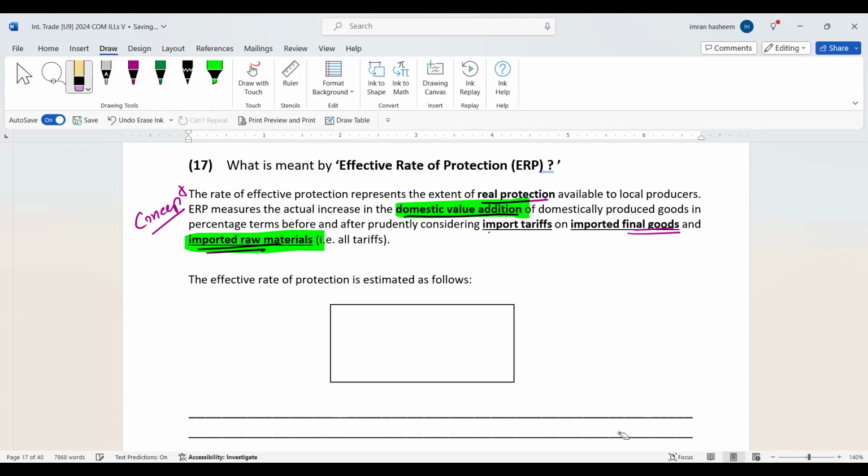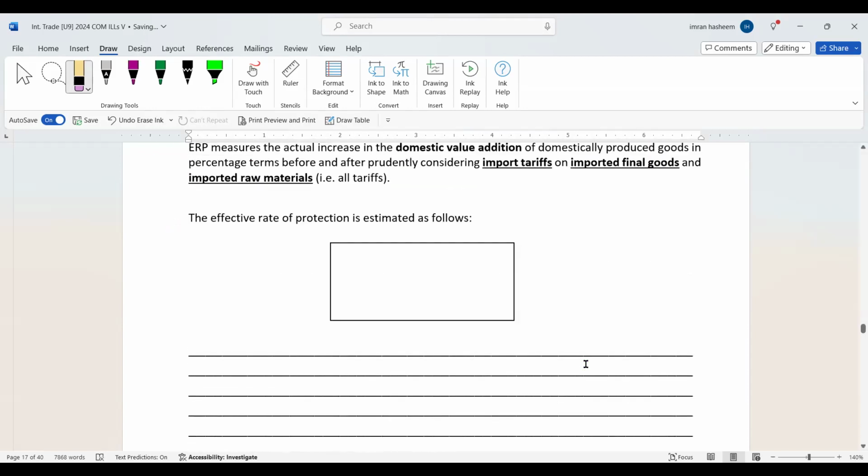So how do we measure the effective rate of protection? Are you okay up to now? Are you clear on the differences between nominal and effective? Yes or no? Two main points. If you're not clear, please do ask questions.